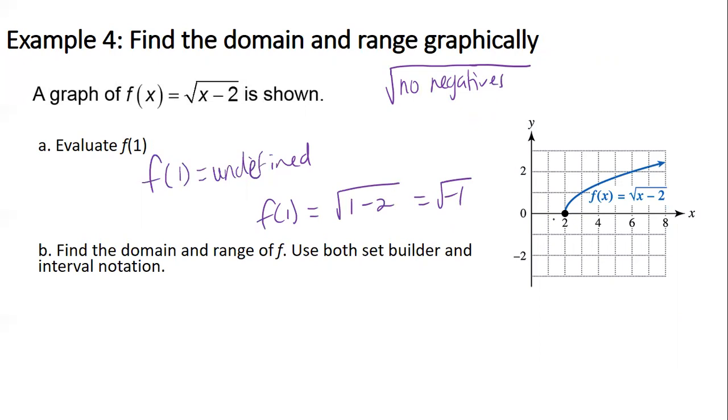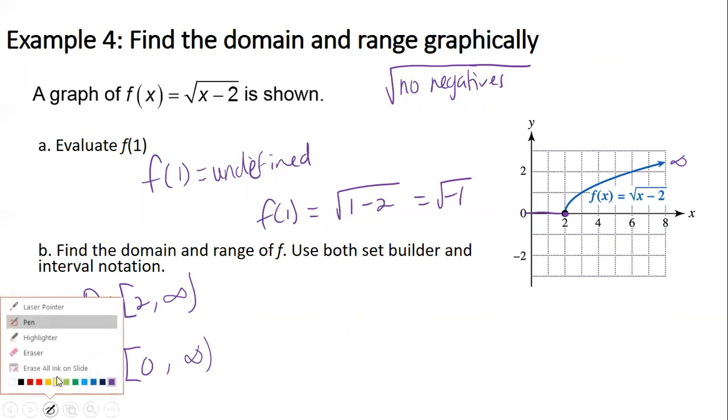So evaluating this for domain and range, my domain is how far left do I go? I go to 2, right? And then how far right do I go? Infinity. Okay. My range from bottom to top, what is the lowest I go? 0. And what's the highest I go? Infinity. So this is it in interval notation.